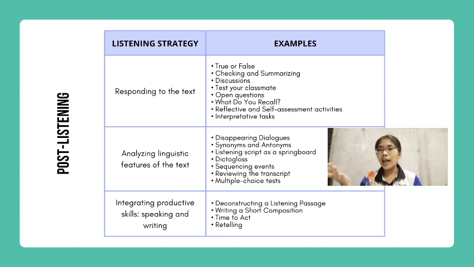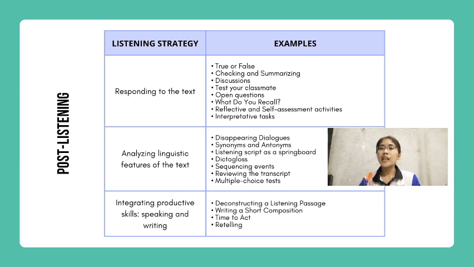So they are just blank, and then the students will be asked to fill in those blanks with the phrases that they remember or phrases that are similar to them. And if the students can successfully do that, then it can really be said that they understood the text that they listened to. Another example is synonyms and antonyms.